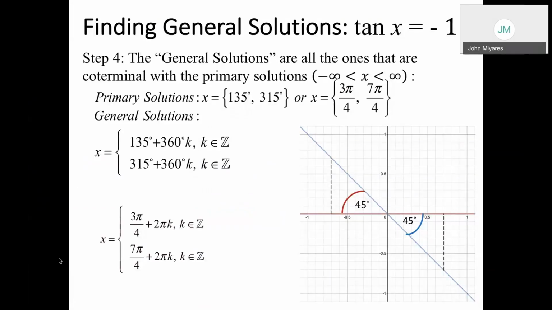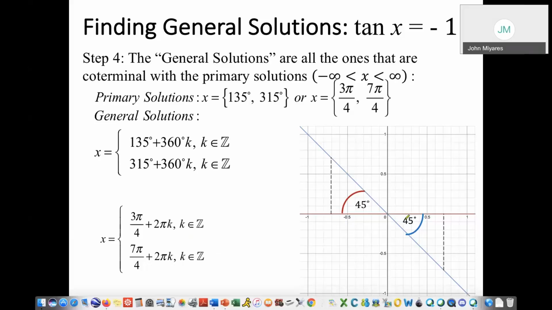Now, the one thing I want to point out that is unique to solving equations involving the tangent function: not only are the general solutions going to be 360 degrees away from each other, but all of these angles are going to be 180 degrees apart from each other. So as we go around the circle, I'm 180 degrees apart to this one, 180 degrees apart to here, and then another 180, and another 180, and another 180, and so on.